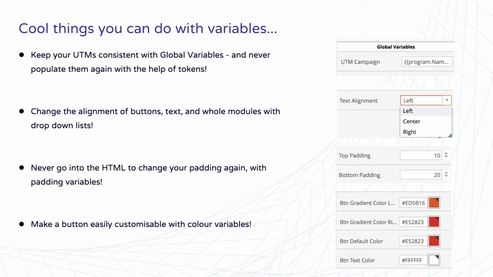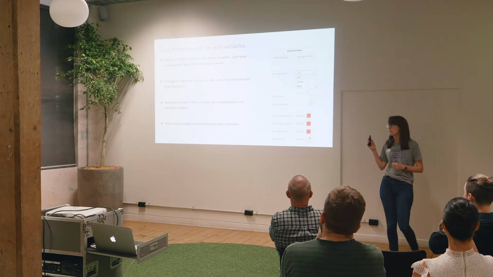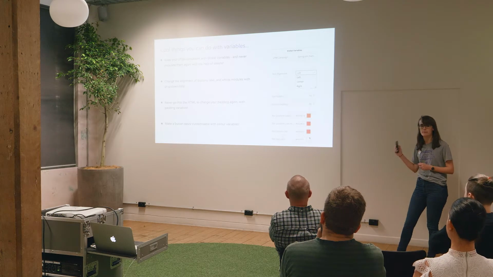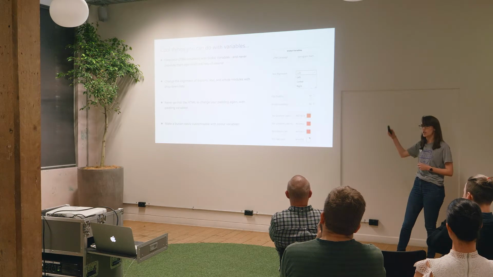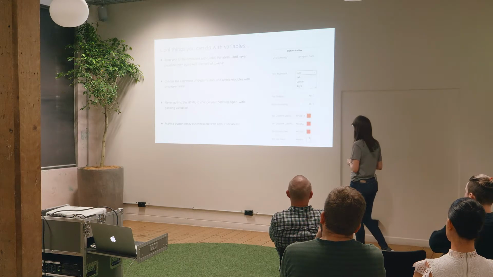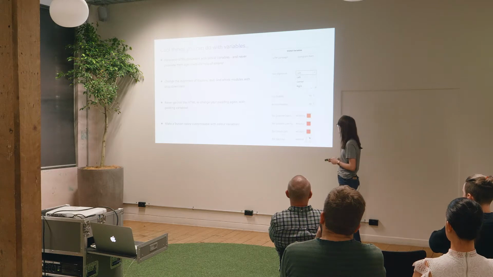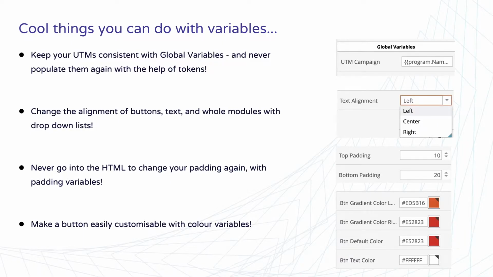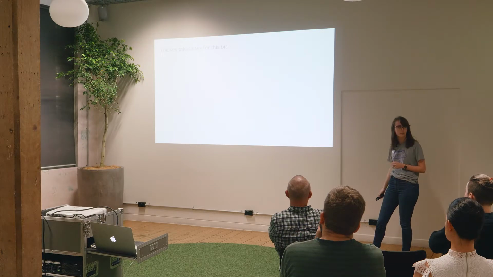You can also, like I mentioned, avoid ever going into the HTML to change padding again by using numbers to control your padding. You can control the minimum, the maximum, and provide level jumps. So if you push up, it goes up by 5 or by 10, which stops people from using silly numbers in those. And you can make buttons super customizable by making color variables an option as well. Stop people going into the HTML and breaking things.